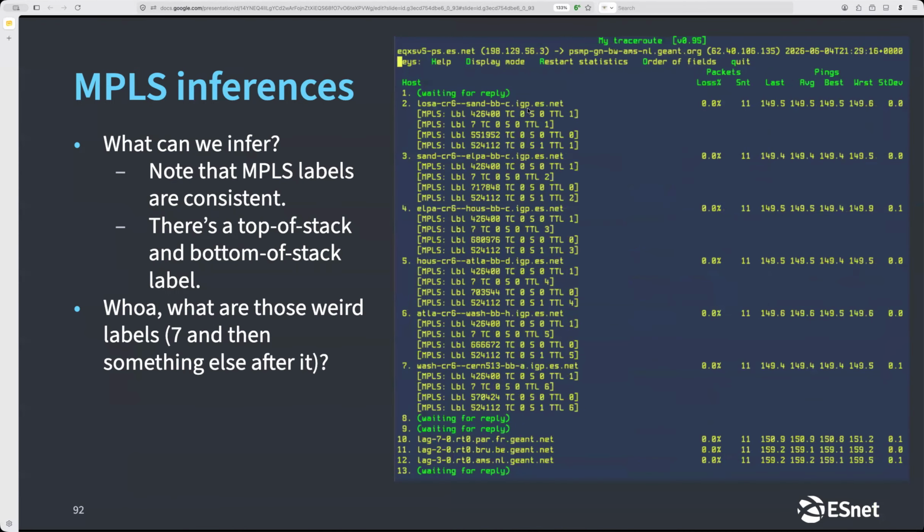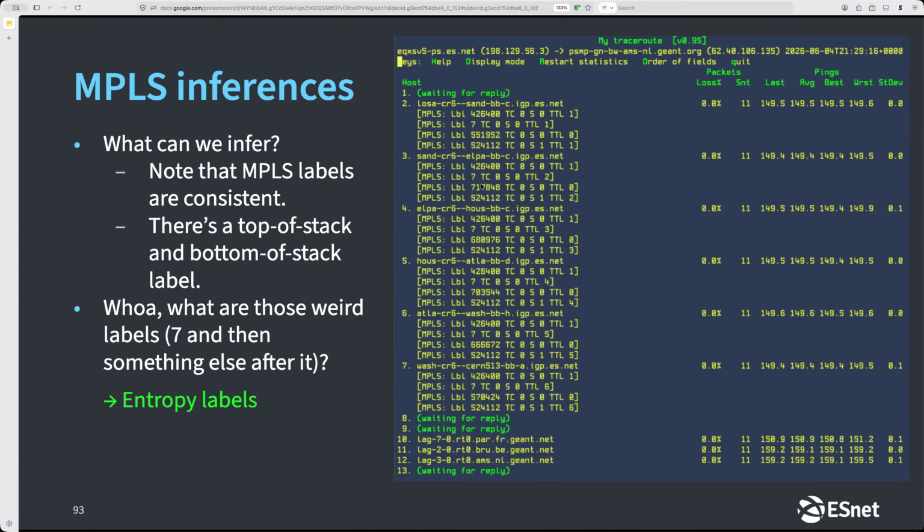Okay, now I'm going to show you ESnet. It's a little wonkier, but it's still pretty much the same. You can see here again, there's one label at the top that stays the same all the way through. There's a label at the bottom that stays the same all the way through. And then there's weird labels in the middle. What's up with the weird labels? The 7 and then some random label, literally random label after it.